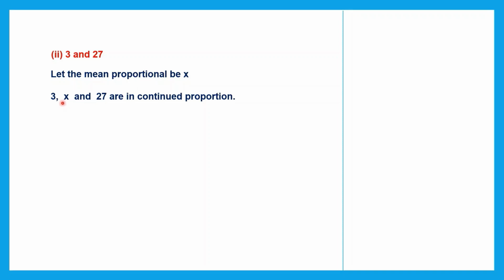X is the mean proportional because it comes between the first and the third terms. So since they are in continued proportion, we say that 3 is to x is in proportion to x is to 27. Now let's solve. Here we have product of extremes equal to product of means, that is 3 into 27 are the extremes. So 3 into 27 is equal to product of means, that is x into x.